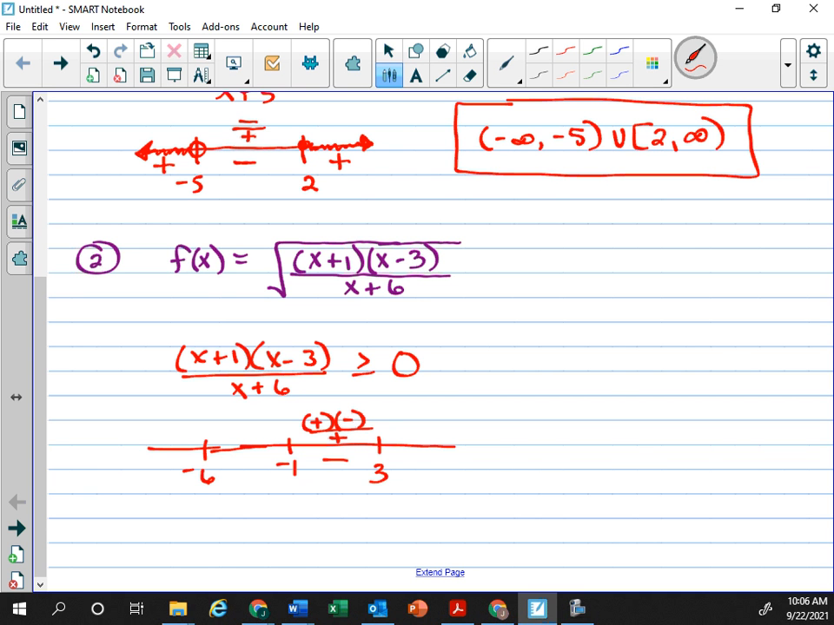All right. So since I don't have multiplicity, this will alternate nicely. So I want the positive parts, because I want to take the square root of the positive. So the negative 6, the negative 1, and the 3, what's not included? Yeah, negative 6. But the negative 1 and the 3 are. So your answer is parentheses, negative 6, negative 1's bracket, and then bracket 3 to infinity.